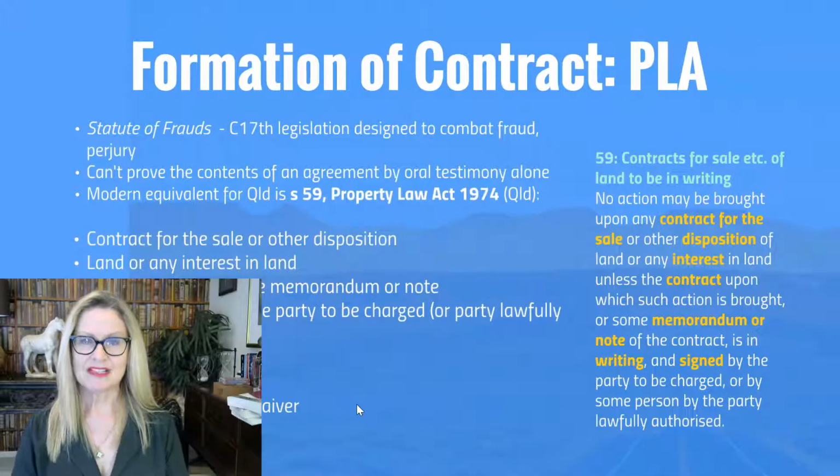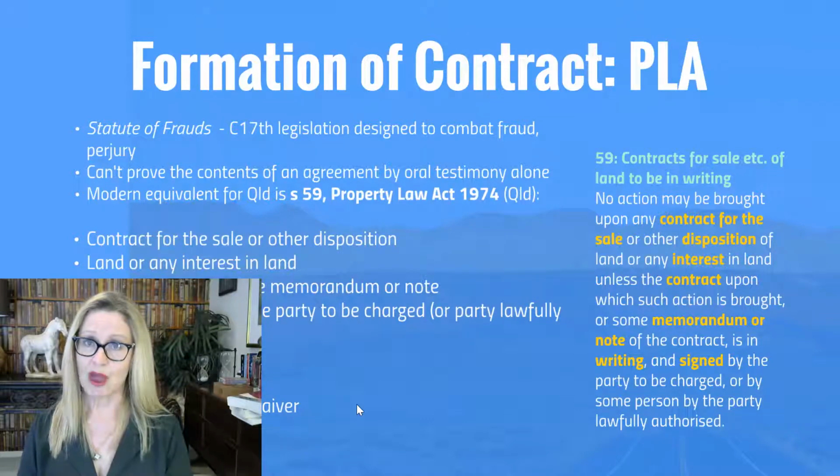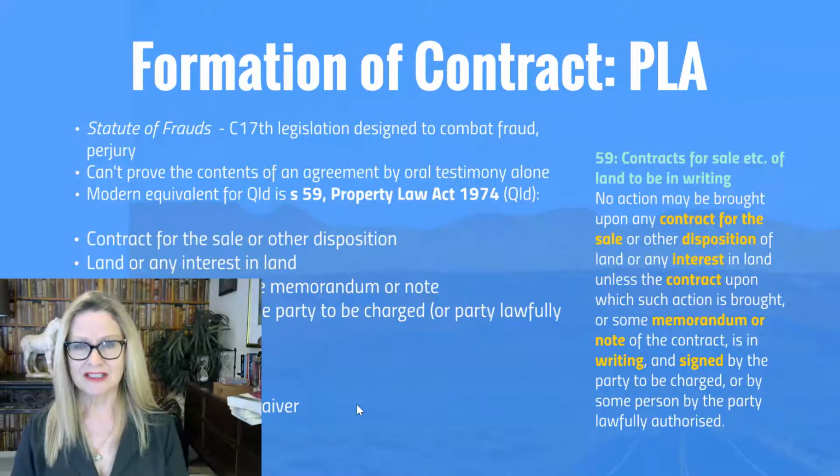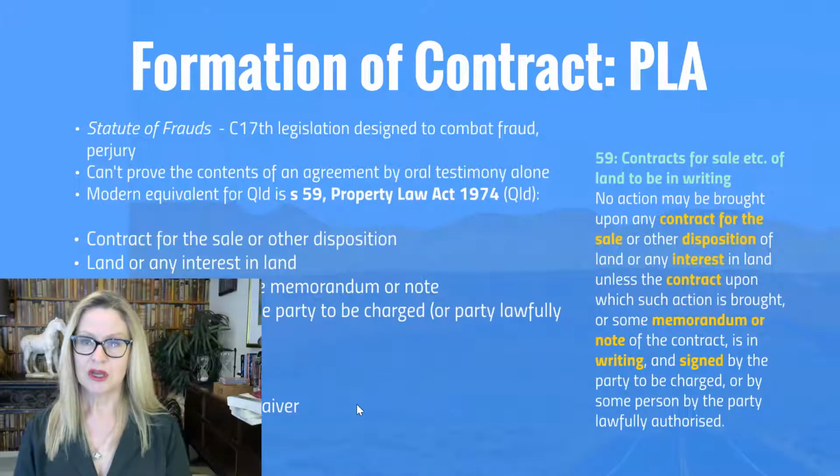So the way we're going to work this video series is we are going to look at the various different components of Section 59 of the Property Law Act, and I've got them highlighted in yellow there for you. Essentially what we are looking at is the modern day equivalent of the old statute of frauds requirement for writing, so that people couldn't just prove a contract by way of oral agreement.